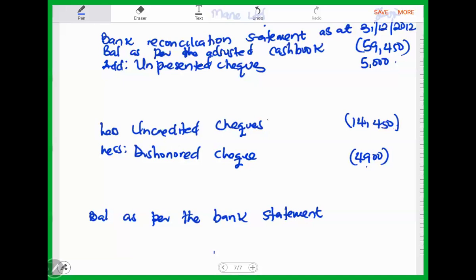So I have negative 59,450 plus 5,000 minus 14,450 minus 4,900. That gives us a balance of 73,800, but in brackets. We removed much more money from our bank than what we actually had. That is why you see that we have that balance, but it is less.